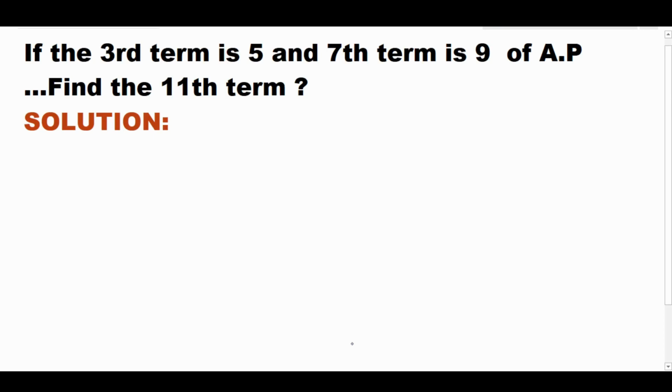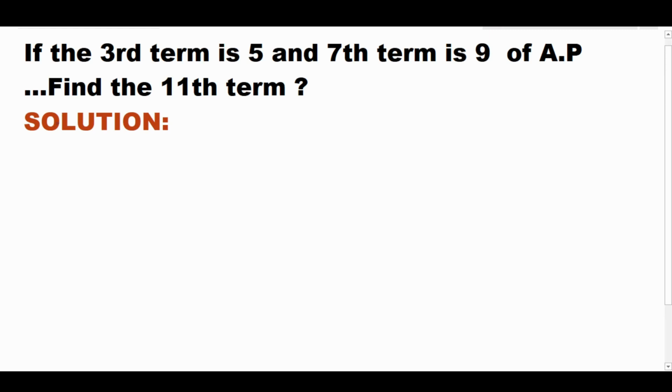The next problem is, if the third term is 5 and the seventh term is 9 of an AP, find the 11th term. Now we don't have the sequence, we don't have our a value, we don't have even our d value. But we need to find the 11th term. The clue is the third term they have given and they have given the seventh term. So let's solve the problem.